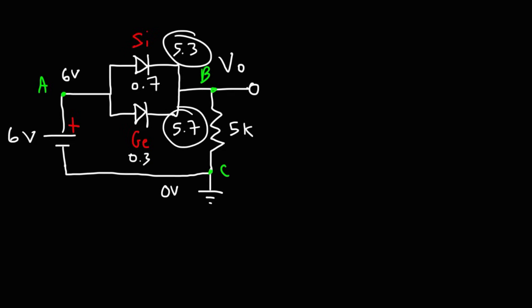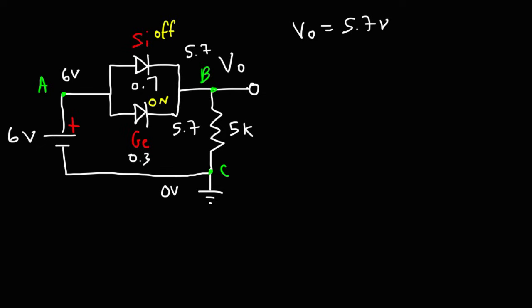One of them is correct. Because the germanium diode requires less energy to be activated, that's the diode that's going to be in the on state. Electricity will always flow in the path of least resistance, and germanium is the diode that offers the path of least resistance. So this diode will be on, while this one will be off. So the potential at point B is 5.7 volts. So that's our first answer. So now we can calculate the current.